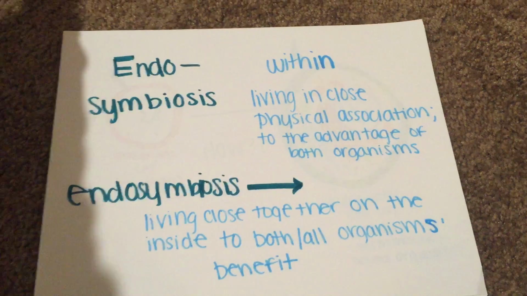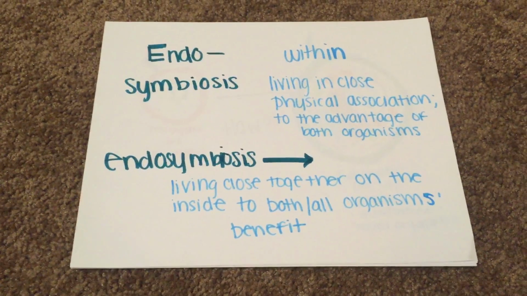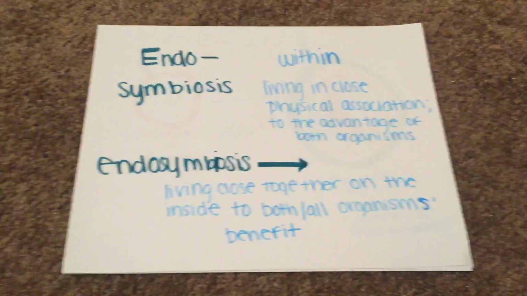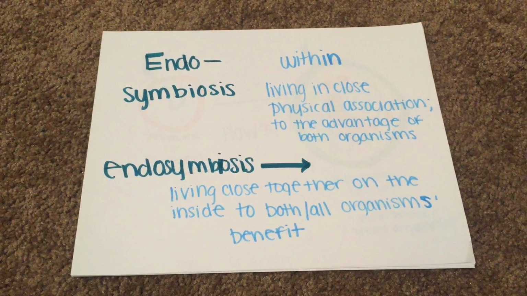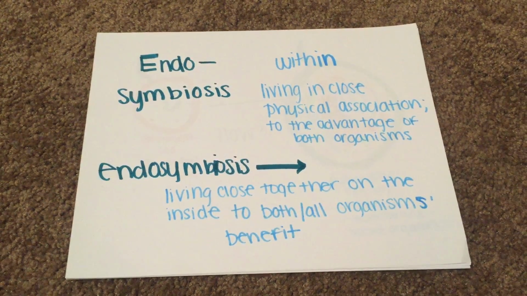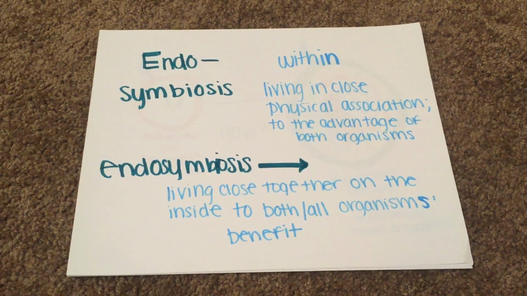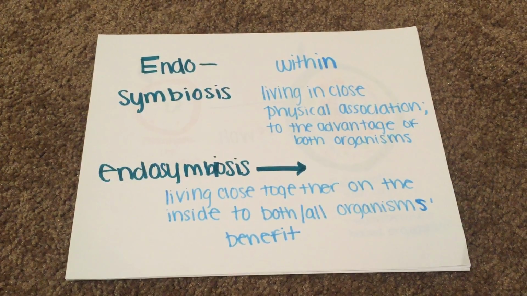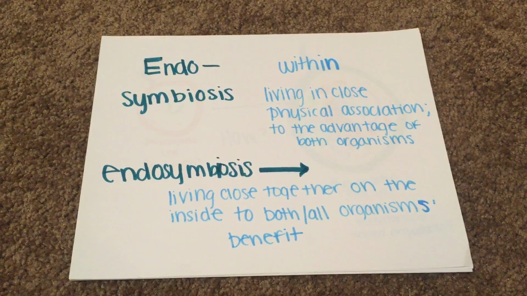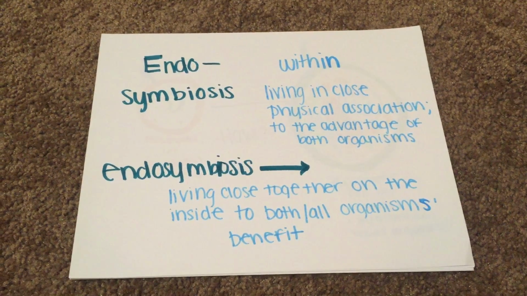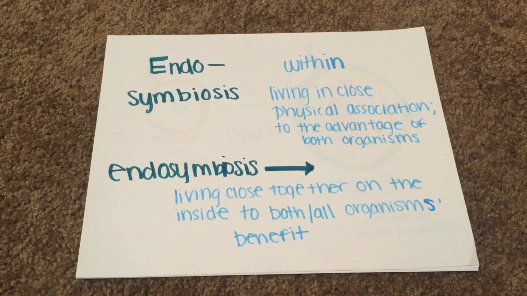Okay, so let's start by breaking down the word. If you look at the prefix, endo means within, and symbiosis is a relationship where the organisms are living close together, and it's usually to the advantage of both of those organisms. So if you put those together, endosymbiosis means living close together on the inside to both or all of the organisms' benefits.